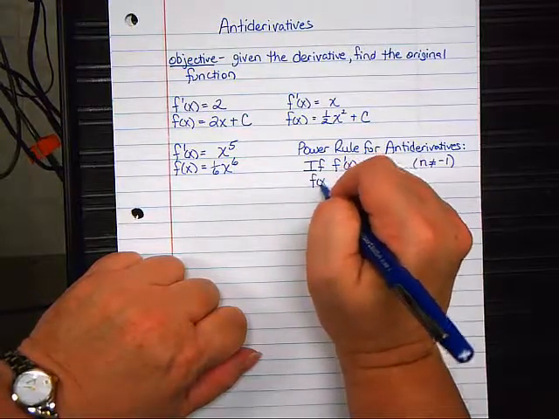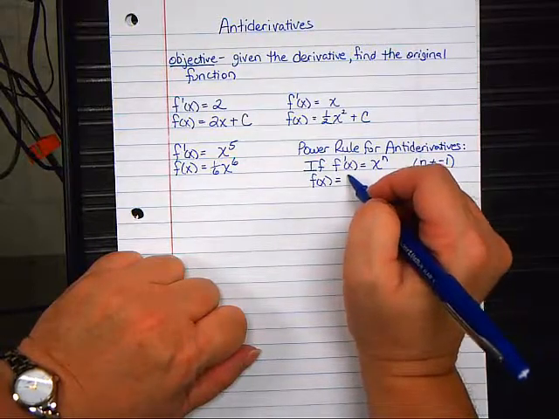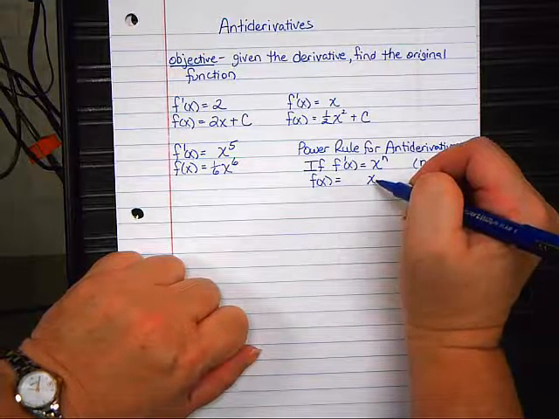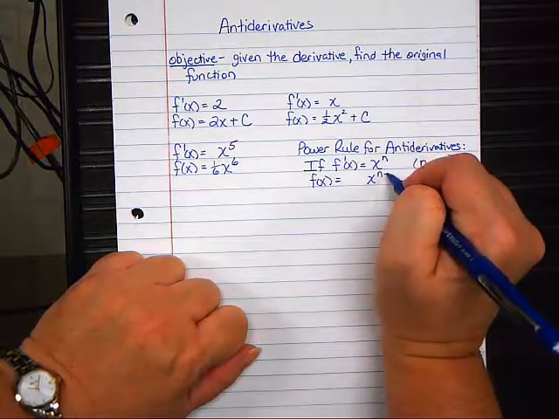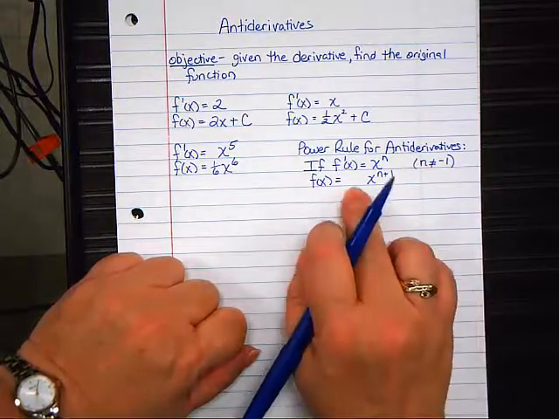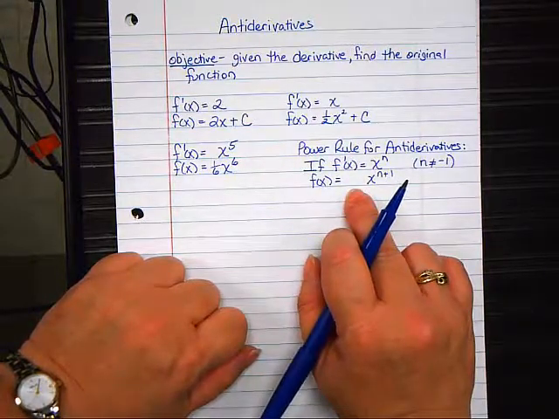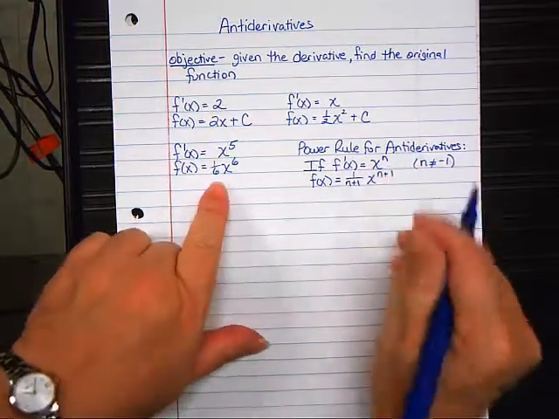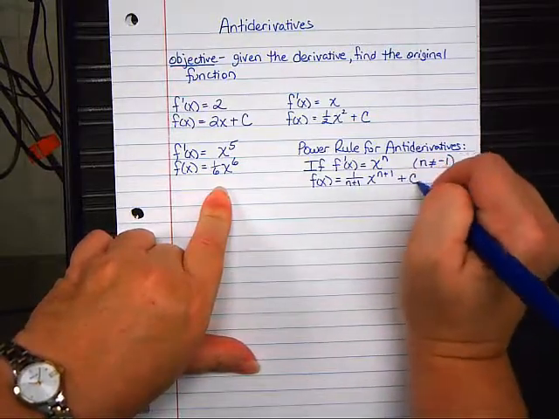The quick way to do it, okay, I'm going to leave some space. If this is an n, what power will the original function have? n plus 1, because it goes up 1, remember? Okay, what goes in the front here? 1 over n, or 1 over n plus 1? 1 over n plus 1, because it's the same as the power, right? Plus C.